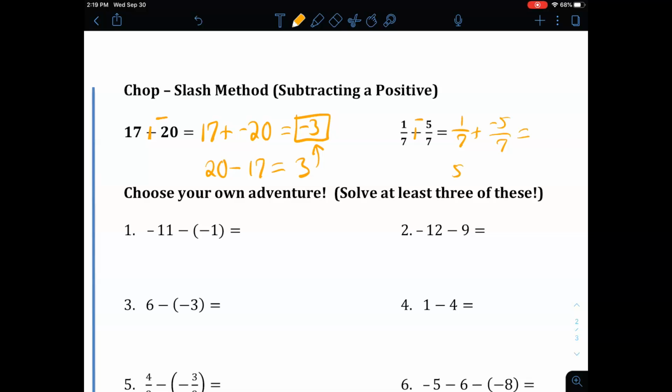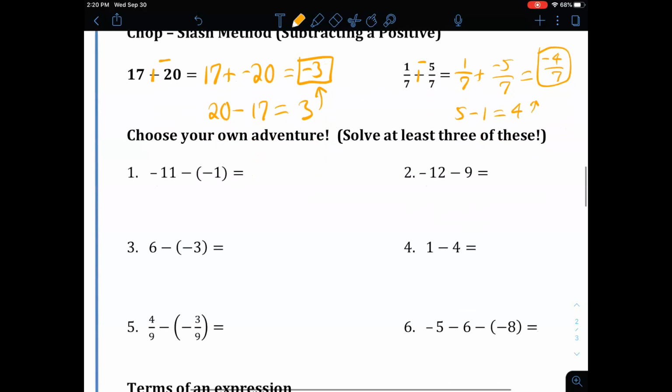We have different signs, so we're going to subtract. 5 minus 1 is going to equal 4. So our final answer is going to be +4 or -4. Well, 5 is more negative than 1, so we're going to have -4/7. And there's our final answer for that one.